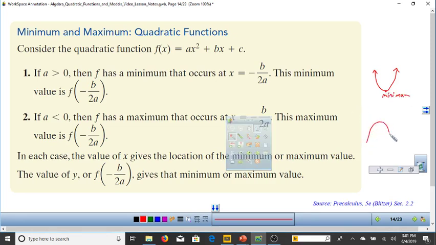If a is negative, the graph opens downward, and then the graph has a maximum, which is also the vertex. So whether you're dealing with a minimum or a maximum point, the point is indicated by the same quantity, the vertex. What tells whether it's a minimum or a maximum is whether the coefficient of x squared, a, is positive or negative.